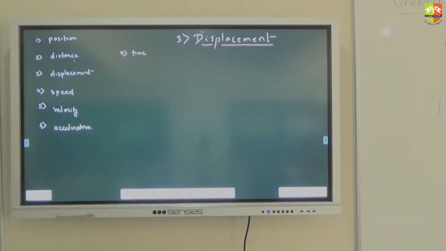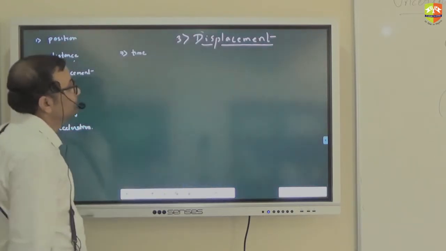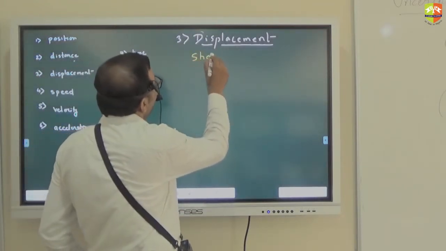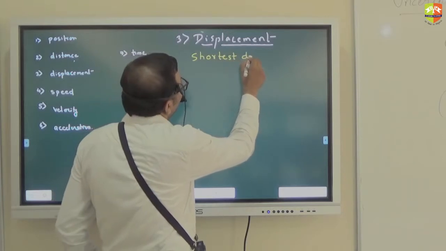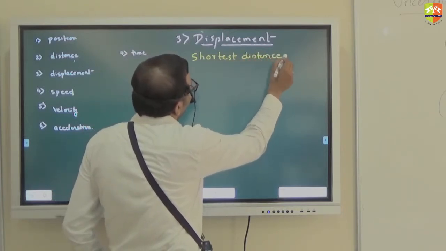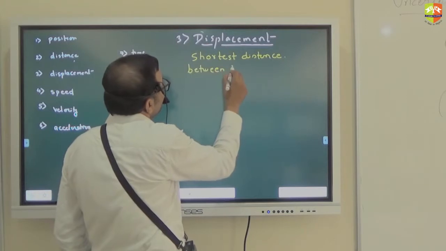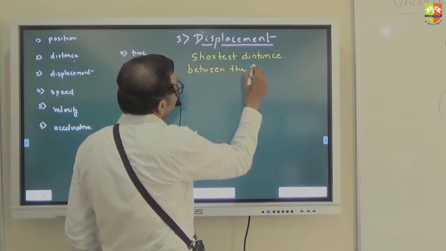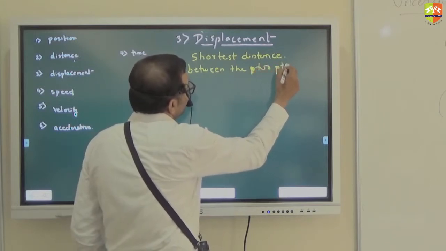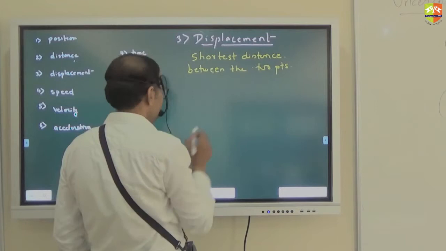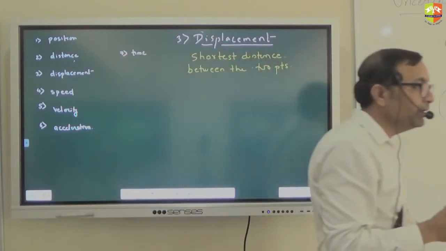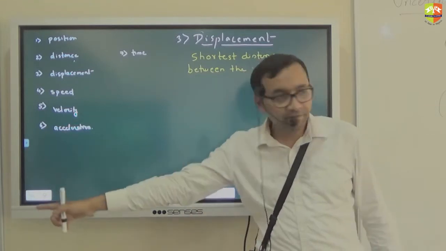Distance. Shortest distance, right? Now, displacement is the shortest distance between the two points. When I say this shortest distance, it is a scalar quantity then, but displacement can be this way or that way.